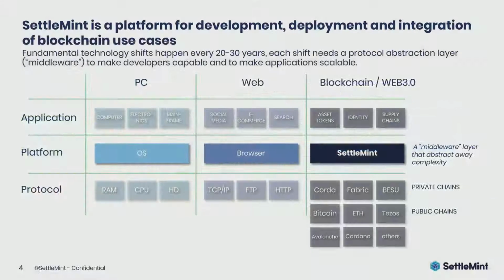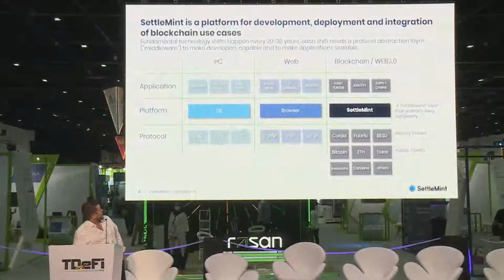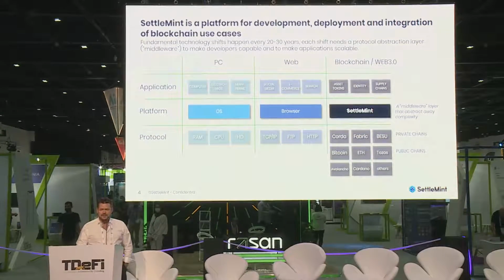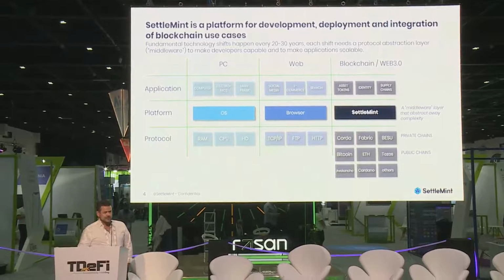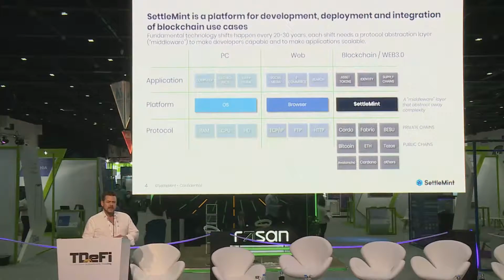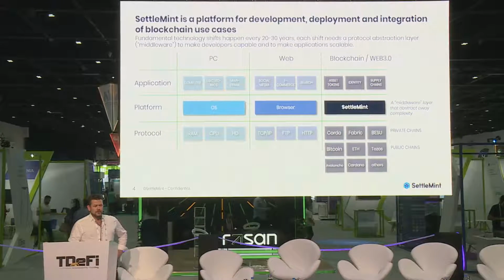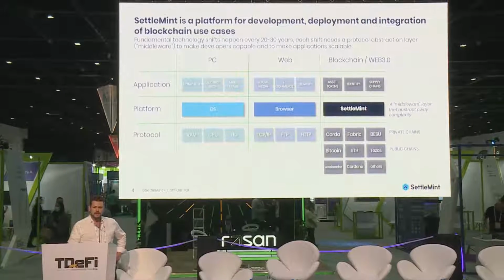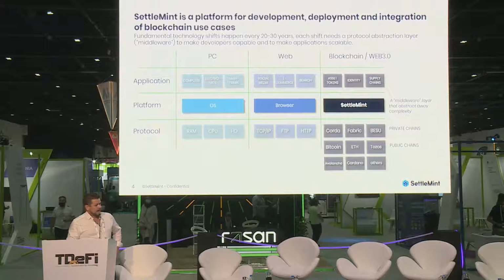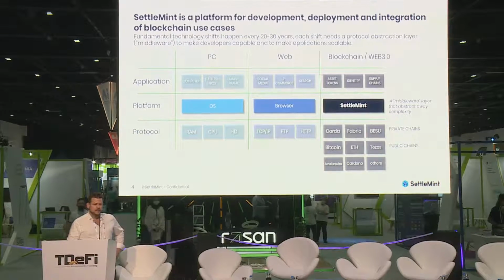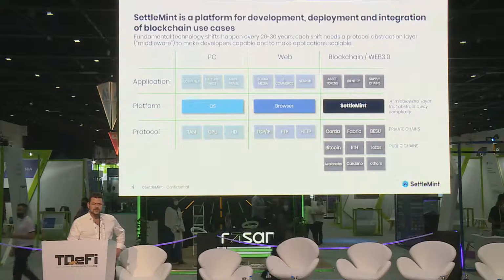Every major technology shift requires a middleware type solution in order to unlock the creativity of creators. If we look at the PC generation, there were underlying protocols like RAM, CPU, and HD, and it wasn't until operating systems came out that PCs could be launched, servers could be created, and we could really interact with the technology. Same thing for the web. There were the underlying protocols, TCP/IP, HTTPS later on, and it wasn't until browsers were really accessible that social media, search, and e-commerce could come out.